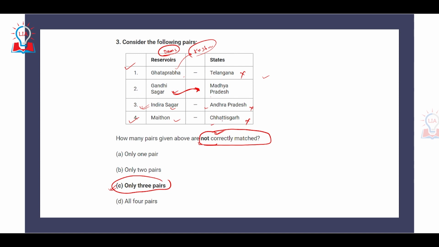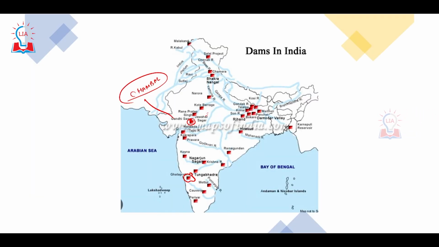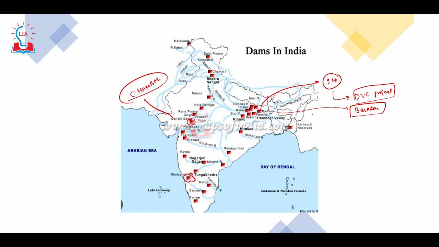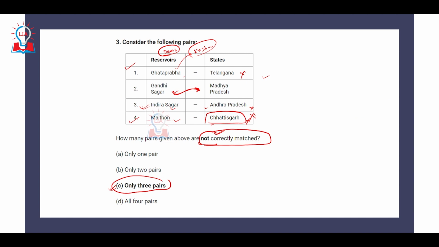And then we have Maithon Dam. Maithon is a very important dam which is not situated in Chhattisgarh. Maithon Dam, as you can see, is situated in the state of Jharkhand, near the city of Dhanbad, and it is part of one of the most notable projects after the independence of India, that is the Damodar Valley Corporation projects. Maithon Dam is basically built on the river Barakar. This is a tributary of river Damodar, and this dam was built somewhere in the 1950s to control and check the flooding of the river Damodar in the lower courses of West Bengal.